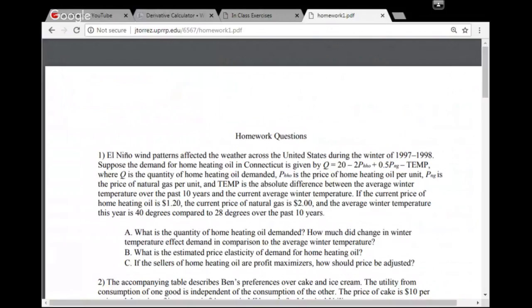But the important thing is part B: what's the estimated price elasticity of demand of home heating oil? Now, remember last week I told you I could give you two things. I could give you a formula, or I can give you the percentage change in the two variables, in this case, quantity demanded and price. What am I giving you here? I'm sorry? The formula? Formula. Okay. So how do we do it when I have the formula?